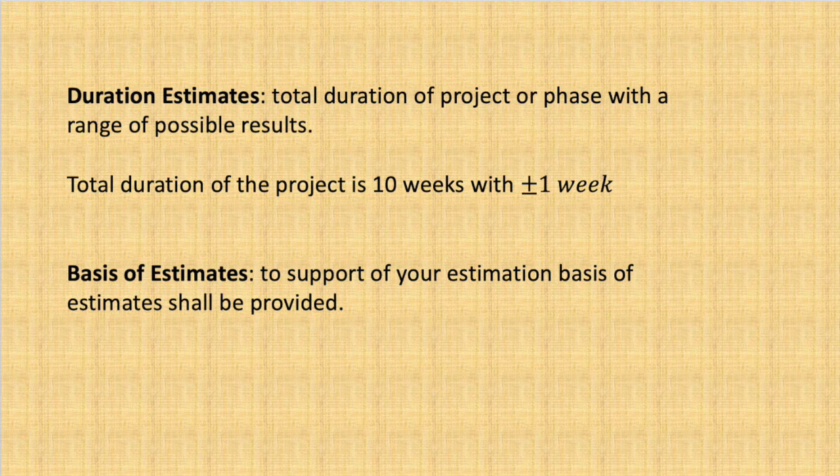Basis of estimate: we need to support our estimation. We need to provide basis, on what basis we have done this estimation. So we have to document basis of estimates. Plus we have document updates, activity attributes, where we have all the detail related to activity relationship, their predecessor. So all those details will be updated as an output of this process. So we have assumption log, we have lessons learned register, so all those documents will be updated.